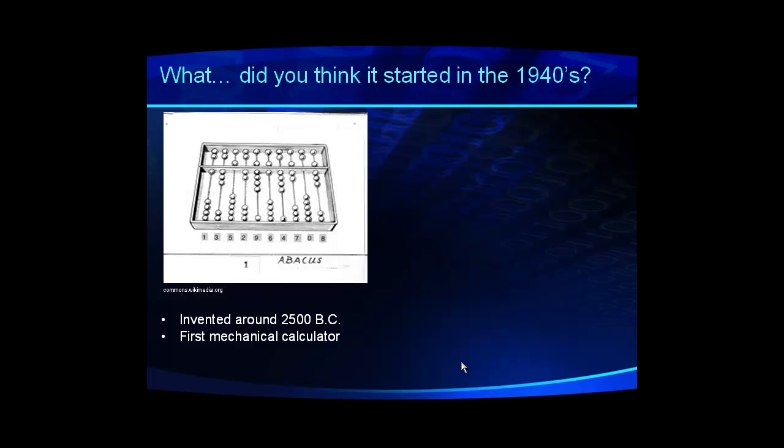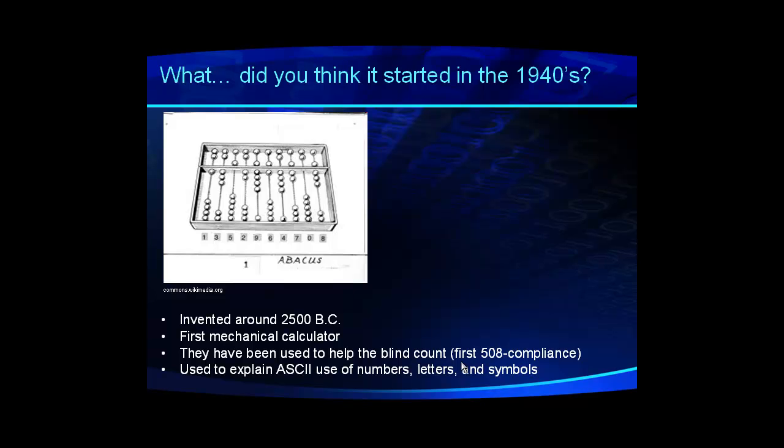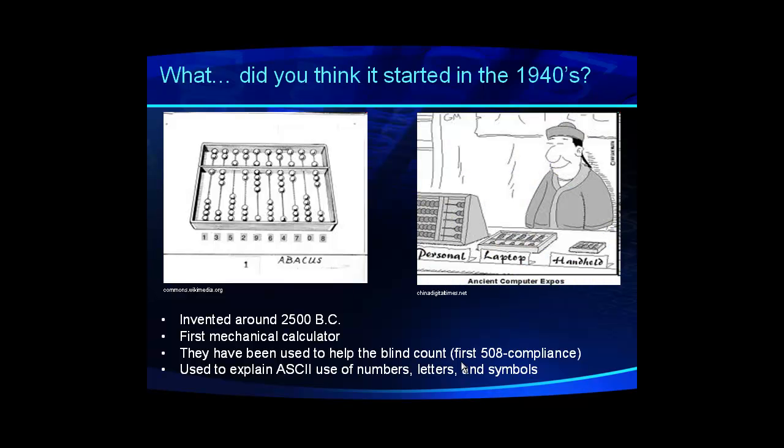So when you think about it, the abacus was really the first mechanical calculator. It was used to help the blind people count. Think about it. It was really the first 508 compliant device. Plus, it was also used to explain ASCII with the use of numbers, letters, and symbols. So the concept that we actually had back in the old days is it was the first personal computer.